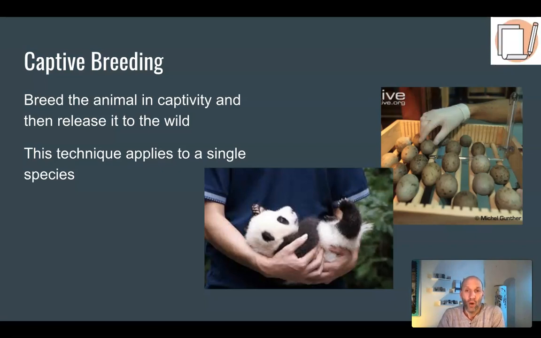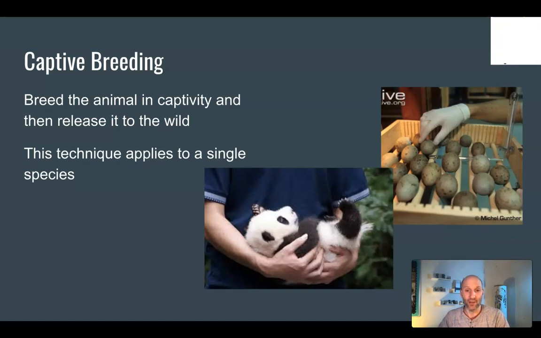Now, if you have one species that's really in trouble, another tool is called captive breeding. Think about the words you know there, captive and breeding. Captive means when we have something controlled, perhaps in a zoo. Breeding is when organisms reproduce. So we're having organisms reproduce in a captive setting. This tool is when animals are bred in captivity and then released into the wild.